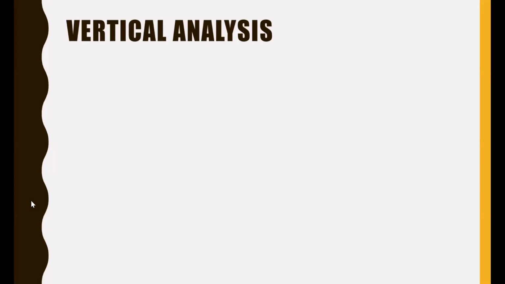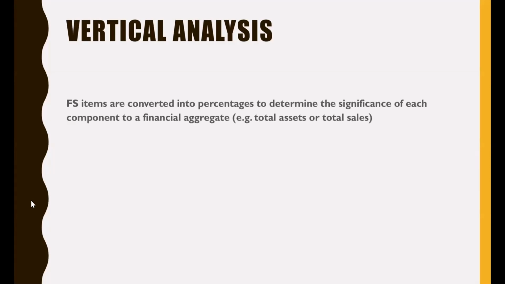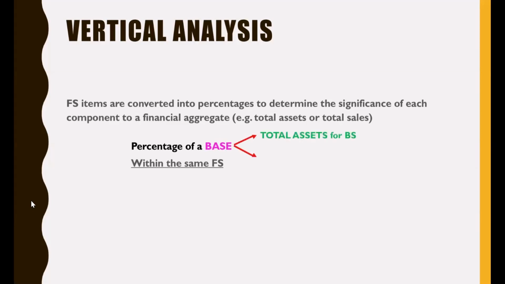Vertical analysis. In vertical analysis, financial statements are converted into percentages to determine the significance of each component to a financial aggregate. In other words, it is a technique where a line item is expressed as a percentage of another item, which is called a base, within the same financial statement. For the balance sheet, normally our base is the total assets.